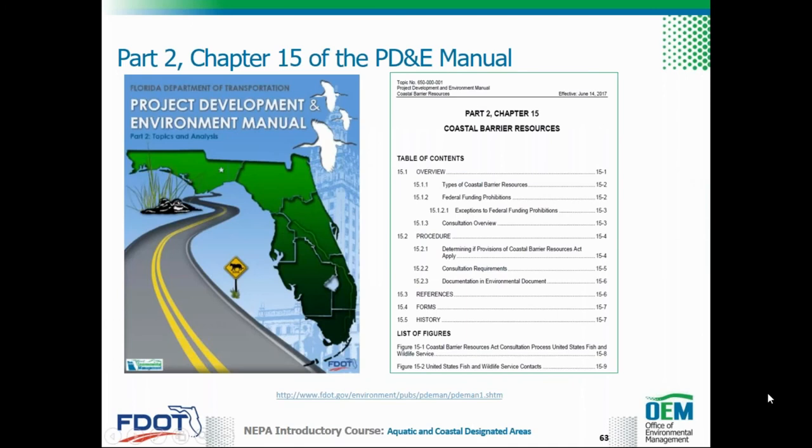The coastal barrier resources process is guided by Part 2, Chapter 15 in the PD&E manual. This chapter provides an overview of coastal barrier resources and explains the procedure for conducting coordination and documentation. You may want to have this chapter handy as you go through this training. This chapter is available on FDOT's OEM website using this link.